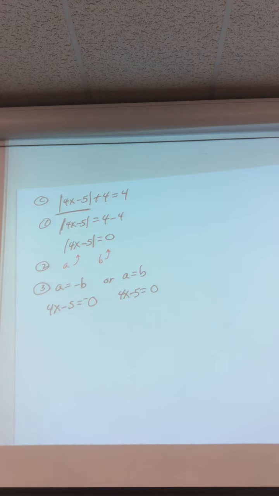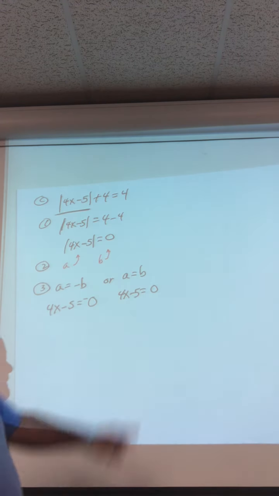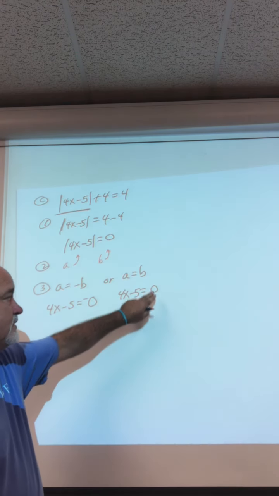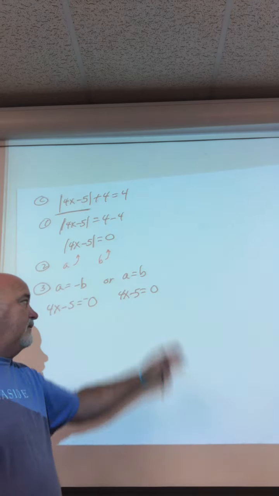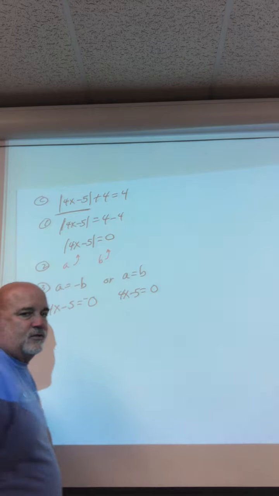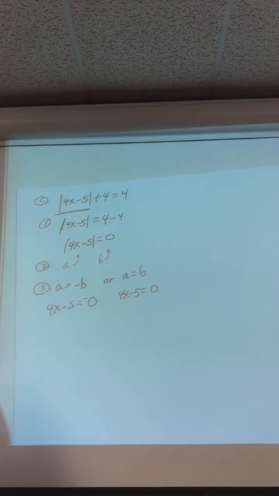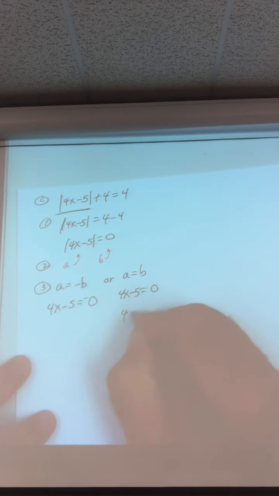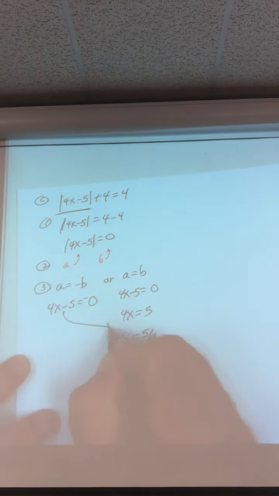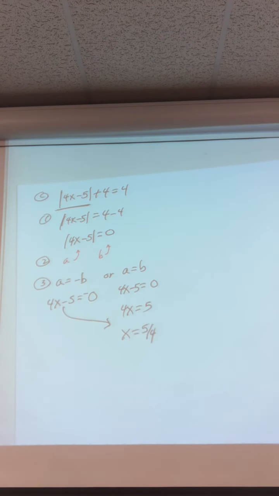Now, you can look and see right now what's going to happen. Is there any difference in 0 and negative 0? No. There's a difference in 5 and negative 5, but there's not a difference in 0 and negative 0. So when you solve this one and when you solve this one, what's going to happen? You're going to get the same answer twice. Like right here. When I add 5 to both sides, I get 0 plus 5, which is 5. And when I do, I get an x equals 5 over 4. But when you solve this one, you're going to get the same thing.